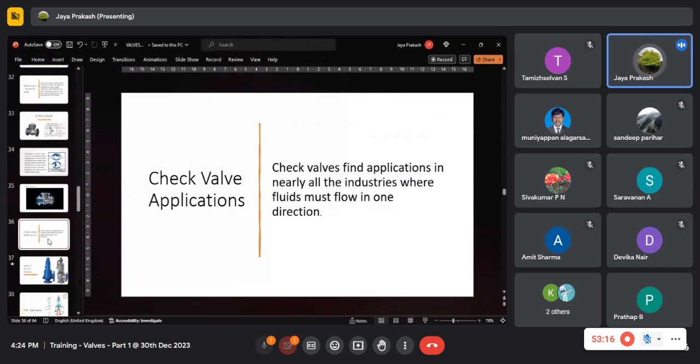Check valves find applications in nearly all the industries where fluids must flow in one direction, where no reverse flow is acceptable. Where no reverse flow is acceptable, a check valve is okay.